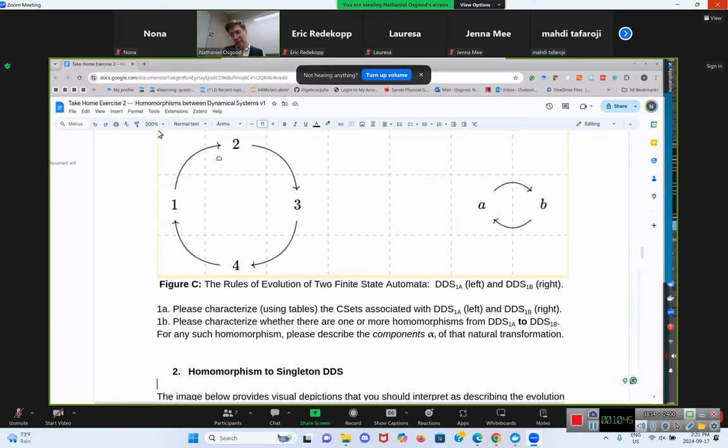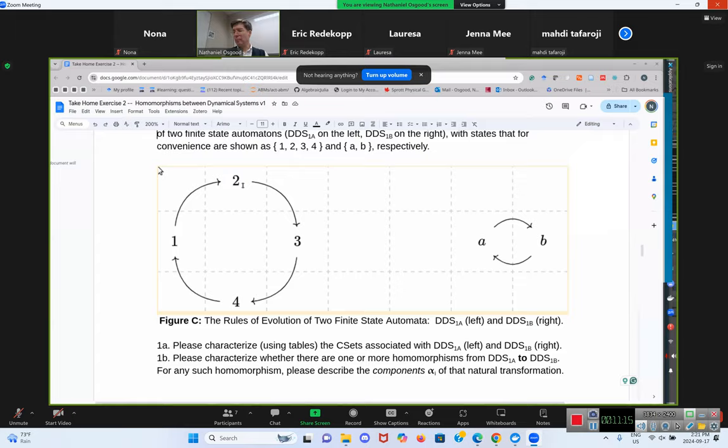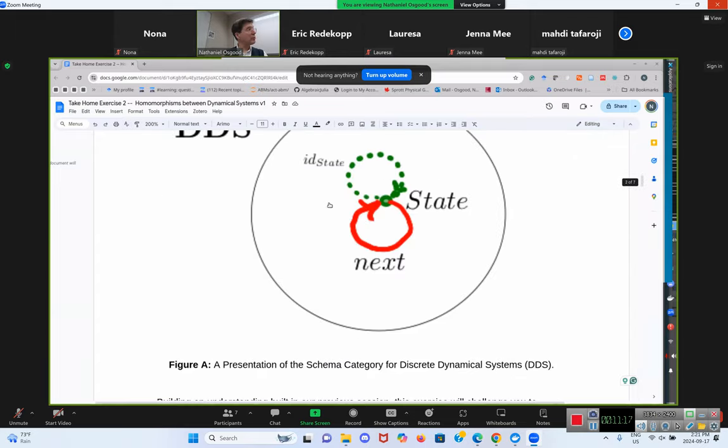Now, related to my comments later on levels of abstraction, I need to emphasize, this is showing the rules of evolution of one automaton. It happens to show it as a graph, but that doesn't mean that what we have here is an instance of a graph schema. No. What I'm doing is I'm using this to illustrate the behavior of this dynamical system, okay?